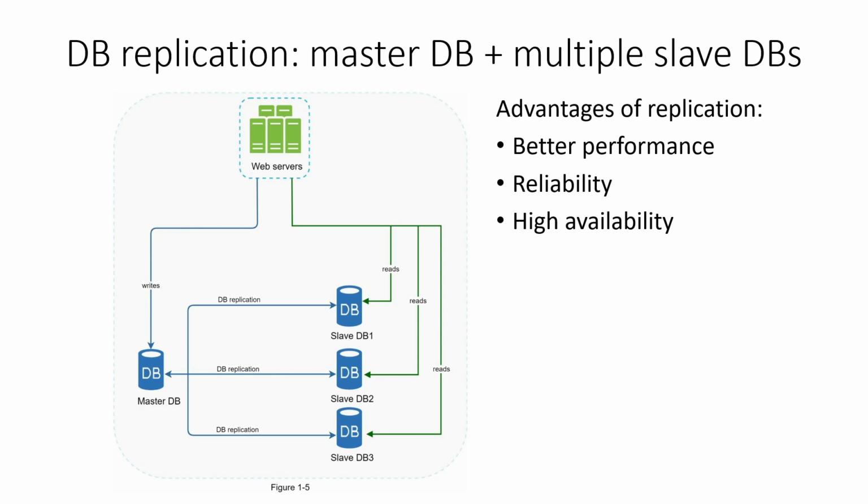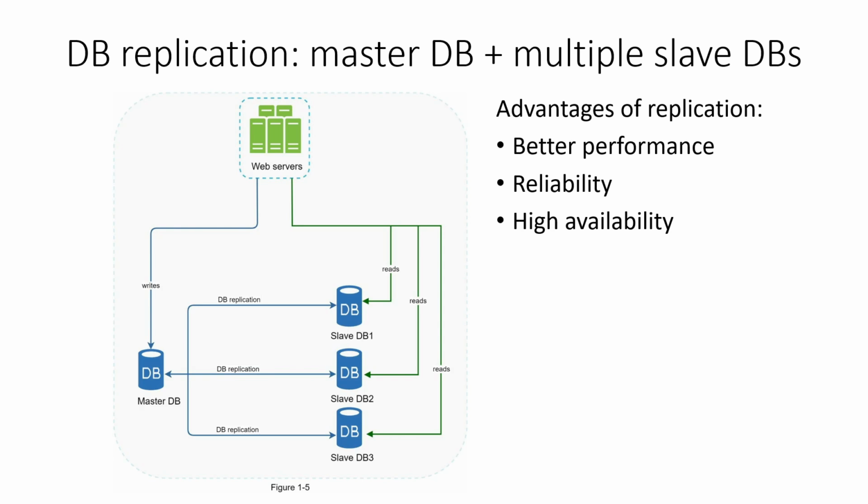Advantages of database replication are better performance. In the master-slave model, all writes and updates happen in master nodes, whereas read operations are distributed across slave nodes. This model improves performance because it allows more queries to be processed in parallel.